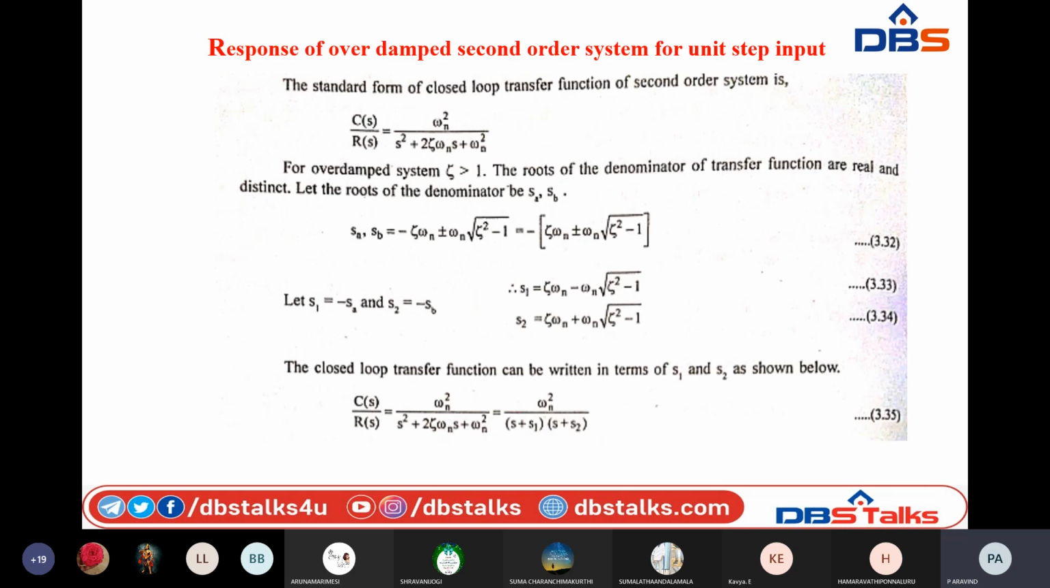Now the next topic is response of overdamped second order system for unit step input. So here also initially we consider the standard form of closed loop transfer function of second order system, that is omega n square by s square plus 2 zeta omega n s plus omega n square. Here for an overdamped second order system, the zeta value is greater than 1.